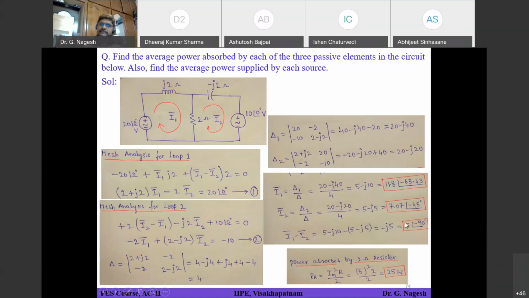5 at an angle of minus 90. Yes, sir. Okay, so if you have got that, simply Imax square into R divided by 2. If you do that, you are going to get the average power absorbed by this resistor. Right. So what will be the average power absorbed by this inductor?